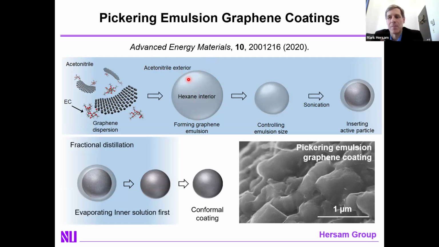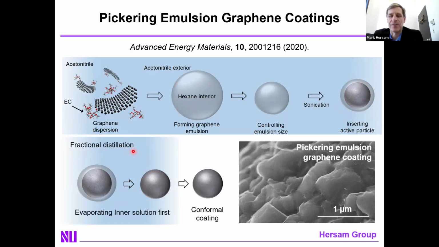Unless you add another component to the dispersion, and in particular, graphene will stabilize the interface between the hexane and the acetonitrile, which means that we can get a stable emulsion, a so-called Pickering emulsion, and it implies that we have graphene now at the surface of all of our hexane droplets. We then exploit the fact that our active material particles disperse selectively in hexane, therefore they are recruited naturally to the interior of the droplets. Again, remember there's graphene on the exterior of the droplet.